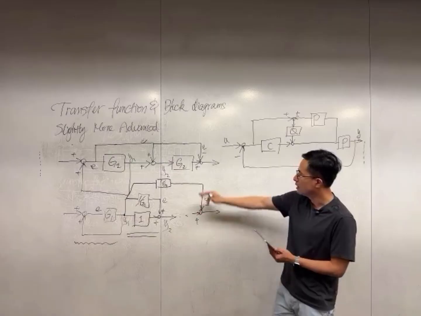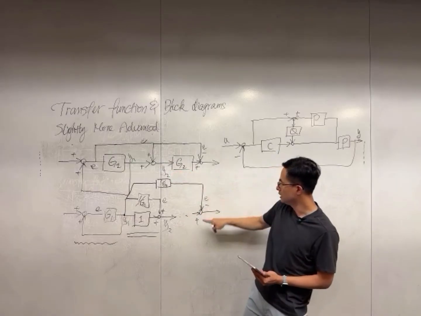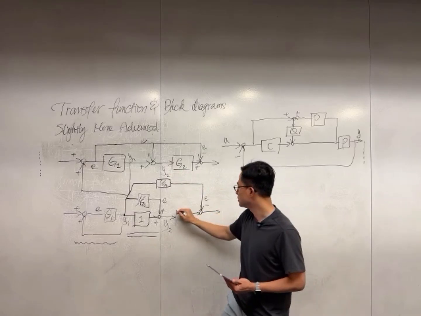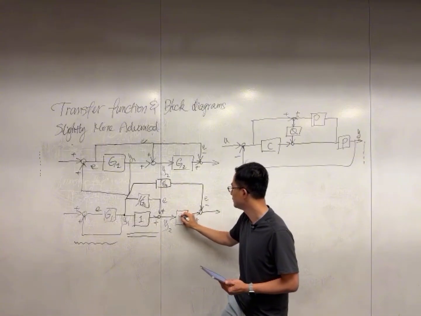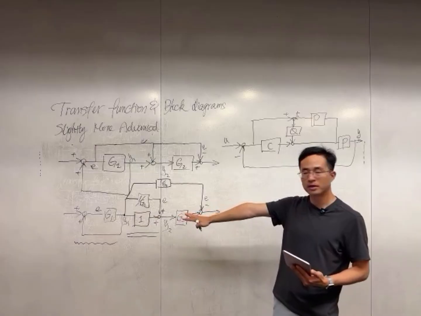All right, so let's finish up the last piece. So Y2 goes into G2 and then reaches the summing junction. I have Y2 goes through, nothing actually changes here, and then goes to the summing junction. Any questions? Okay, now we're actually almost there.